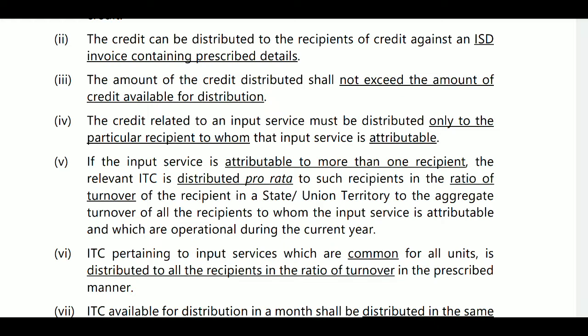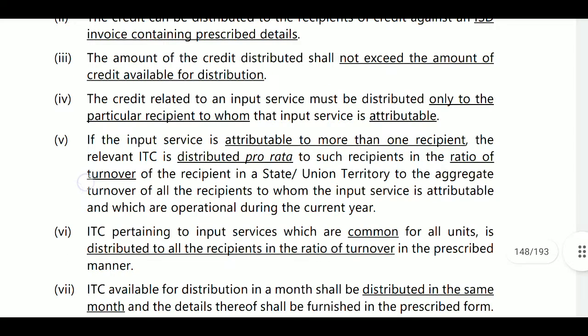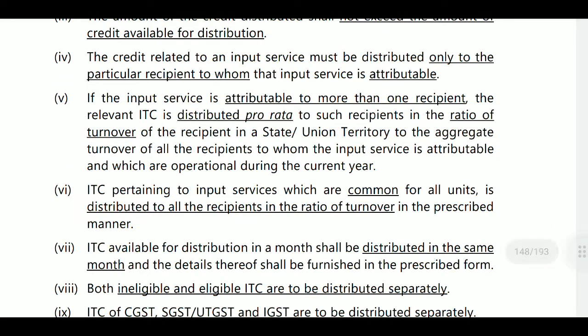Next, if the input service is attributable to more than one recipient, then that amount will be distributed pro rata to such recipients, in the ratio of turnover of the recipient in the state or union territory to the aggregate turnover of all recipients to whom the amount will be distributed, during the financial year. Next, ITC pertaining to input services which are common for all recipients is distributed to all recipients in the ratio of turnover in the prescribed manner. So for common credit, there is no special provision for any person.